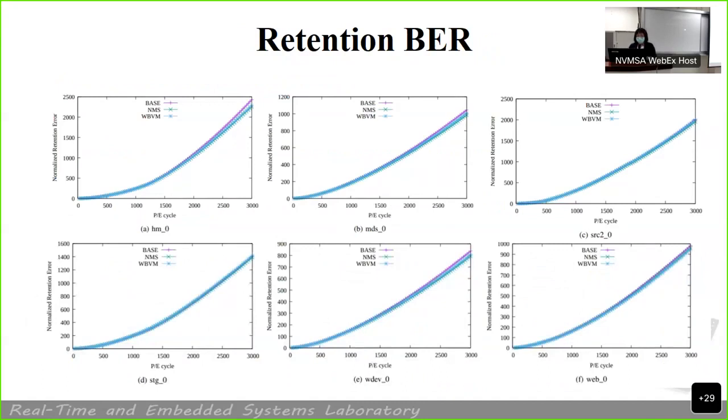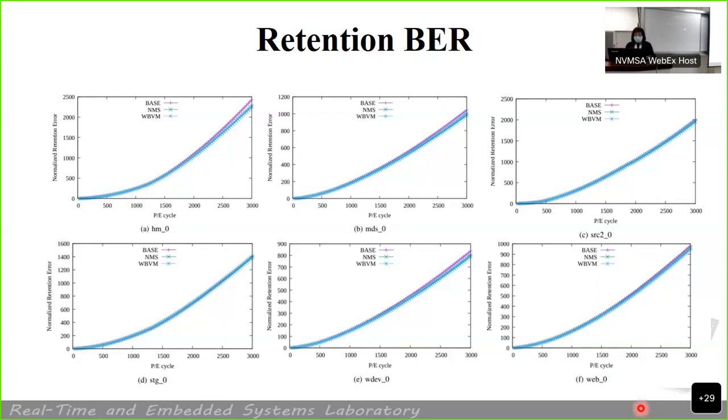To evaluate the reliability of NMS, we analyzed the errors of baseline, WBVM, and NMS in terms of retention error and program error until 3,000 PE cycles. The experimental result was normalized to the baseline after the PE cycle reaches 230. The figure shows the retention error under each workload. Compared with WBVM, our proposed NMS could reduce retention error by 1.2% on average. In most cases, the retention error of NMS was lower than WBVM.